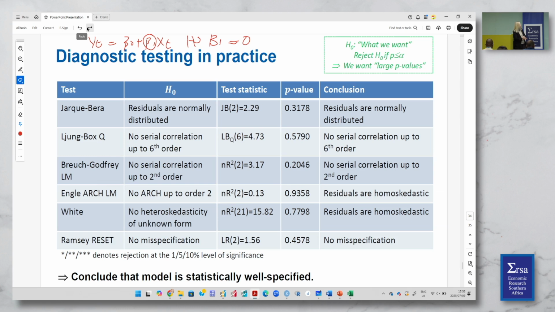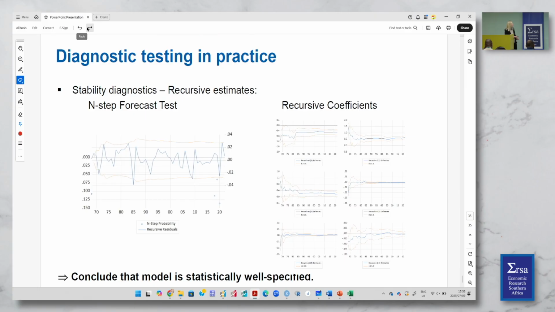In professional language, we will say our model is statistically well specified. And if the parameters make economic sense, we will also say it is economically well specified.